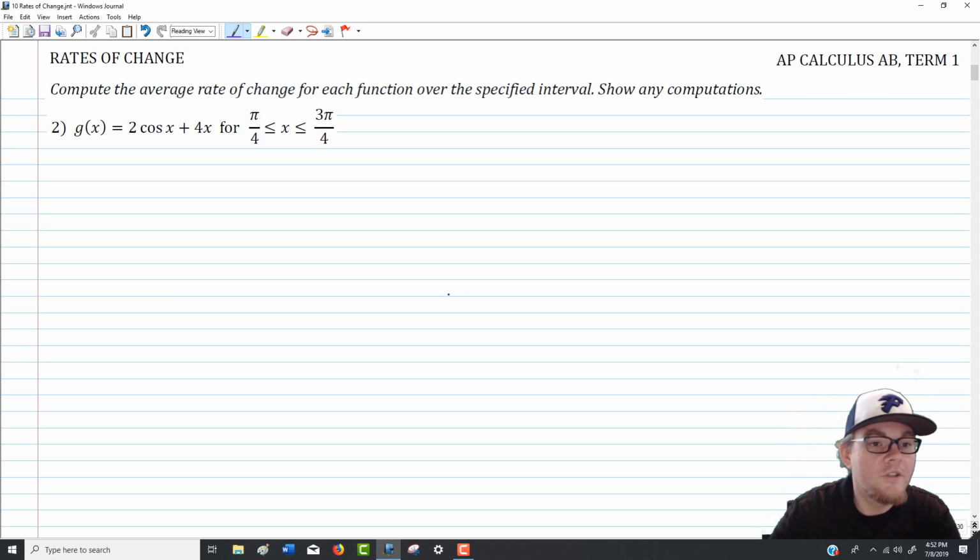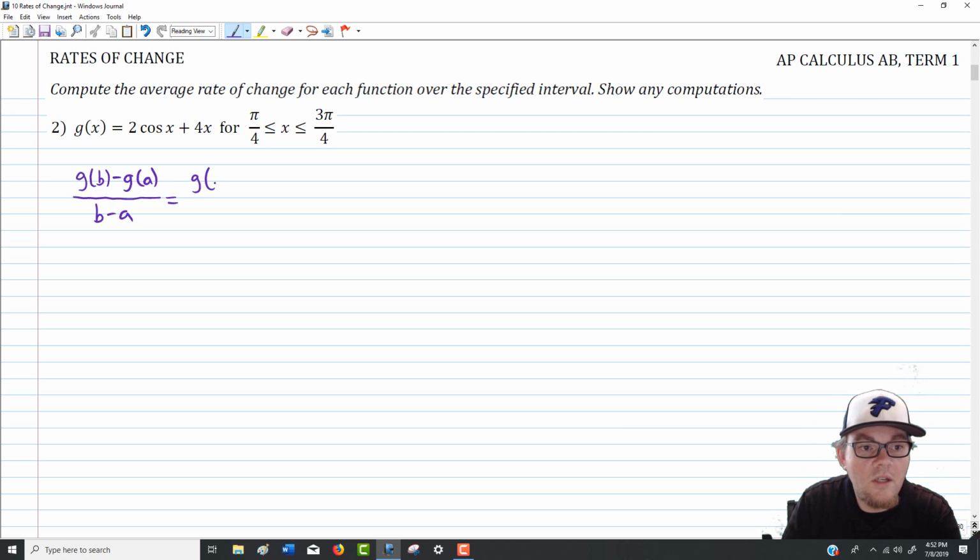So let's jump in. First, we want the average rate of change over this particular interval. A good place to start is to look at our interval, which is pi over 4 to 3 pi over 4, and to set up the difference quotient we're looking for. We typically call that g of b minus g of a over b minus a. But in our case, this is going to be g of 3 pi over 4 minus g of pi over 4, all divided by 3 pi over 4 minus pi over 4.